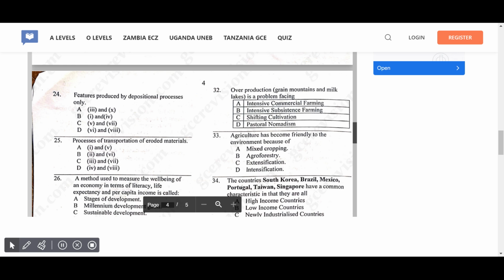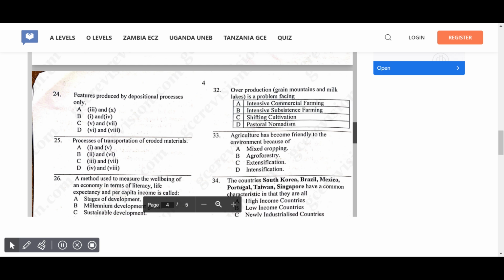Question 32. Overproduction, that is grain mountains and milk lakes, is a problem facing... The answer is A. Intensive commercial farming.